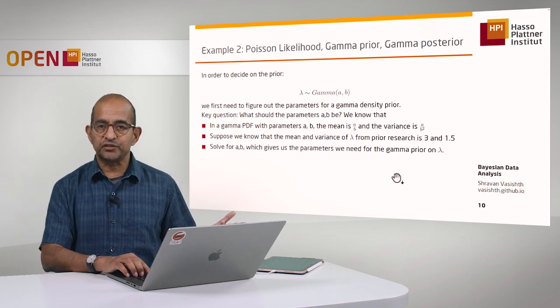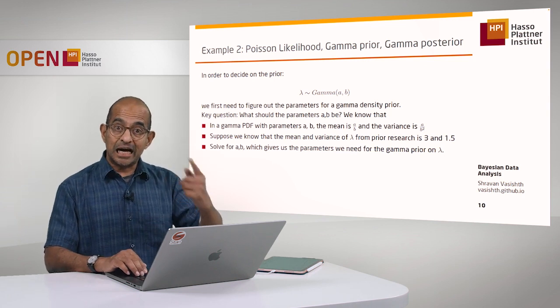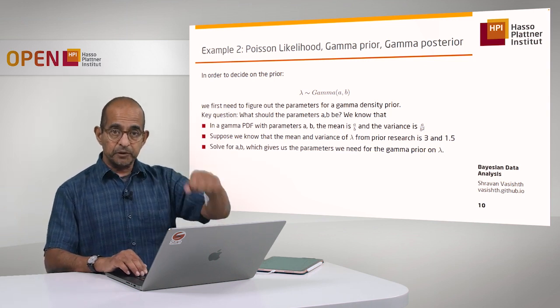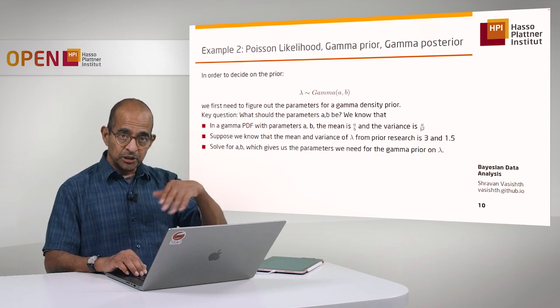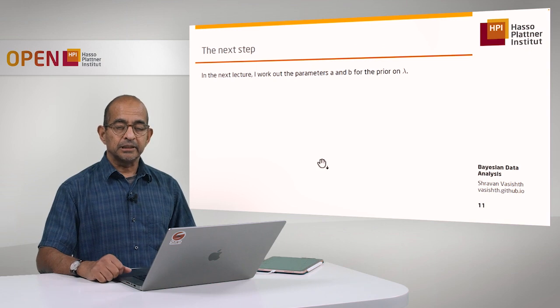So we're just going to solve for A and B, simple algebra, and this will give us the parameters on the gamma prior that we will plug into Bayes' rule to get the posterior on the lambda parameter. Okay, so that's what will happen in the next lecture.